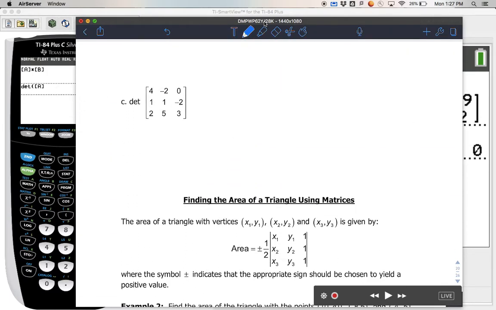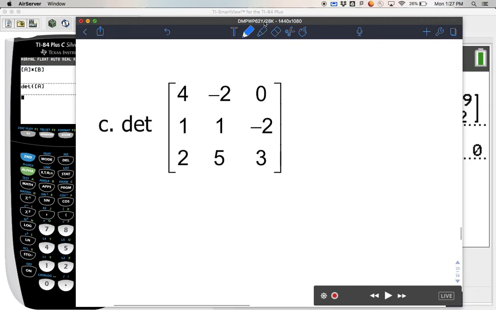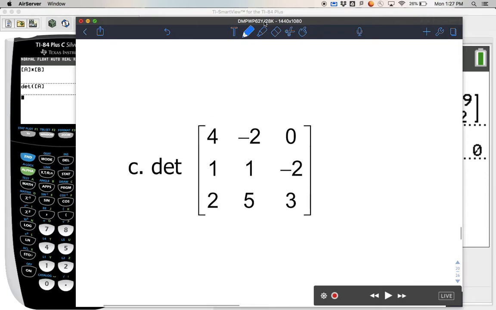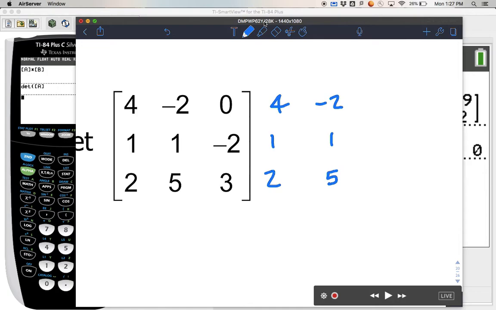Let's see if we can do another determinant by hand here. So we will kick off with that. Once again, you're going to write out those first 2 columns right there again. So 4, 1, 2, -2, 1, 5. Okay, and then we'll color code again. So we'll go 4 times 1 times 3, -2, -2, +2, and then 0 times 1 times 5.